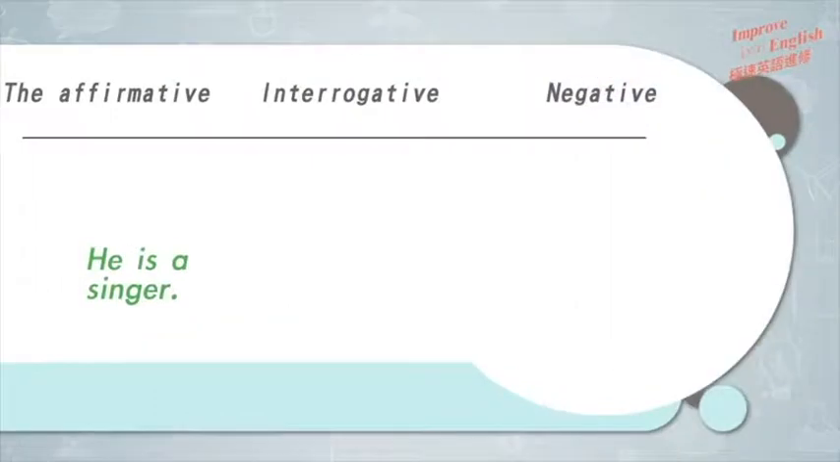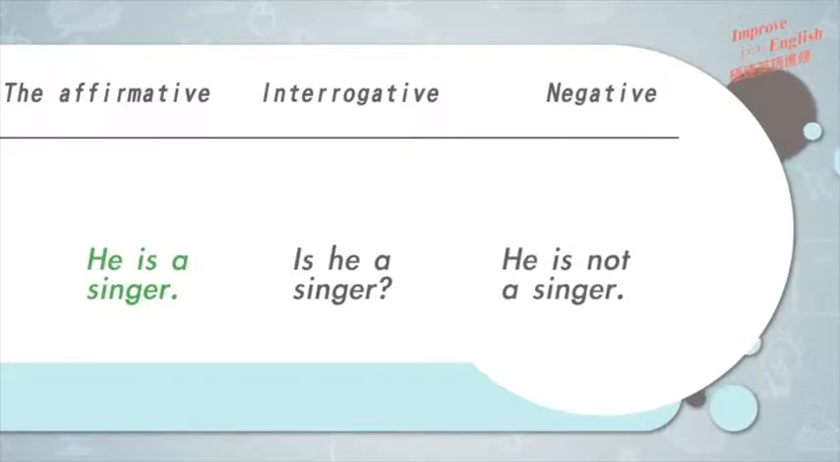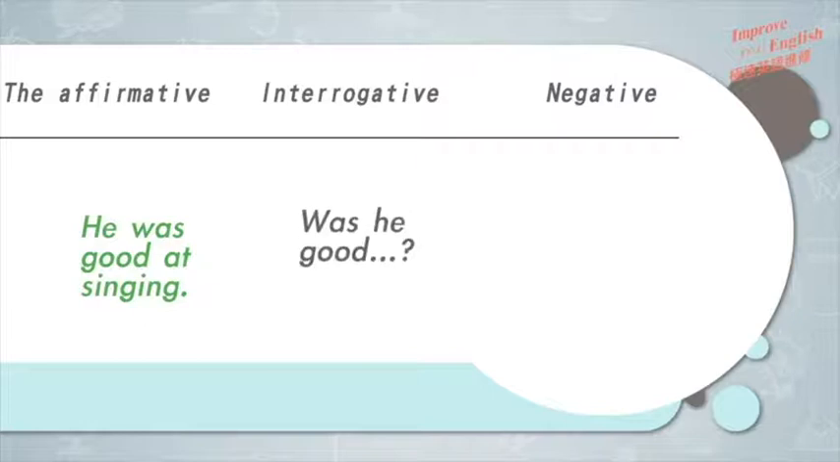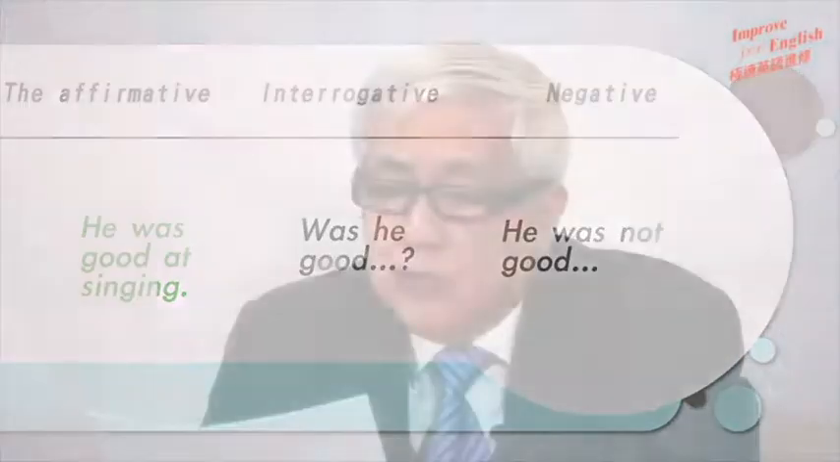He is a singer. Is he a singer? He is not a singer. Simple present tense. He was good at singing. Simple past tense. Was he good at singing? He was not good at singing. Present continuous.